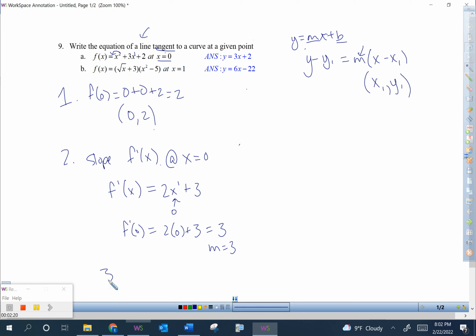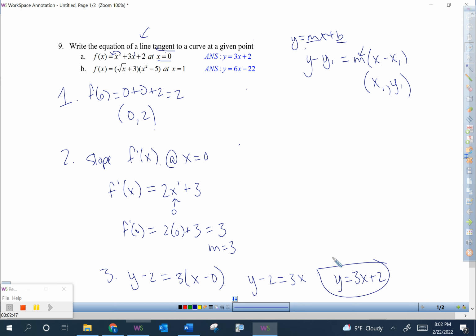Last step is put it all together in your formula. So y minus y1 is y minus 2, from up here, and then equals our 3, times x minus this 0. Simplify through here gives you y minus 2, distributing is just 3x. Add that 2 over, and we get y equals 3x plus 2.